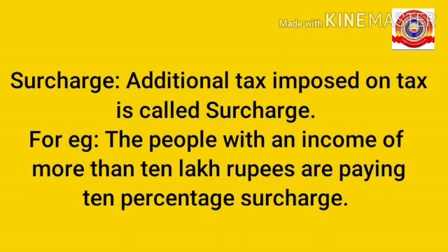Along with tax, the government receives income from two other sources, that is surcharge and cess. Do you know what is surcharge? Additional tax imposed on tax is called surcharge. For example, people with an income of more than rupees 10 lakhs are paying 10% surcharge.